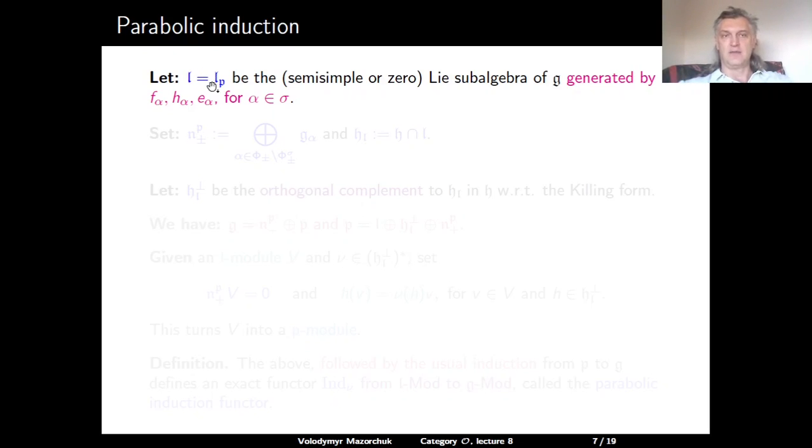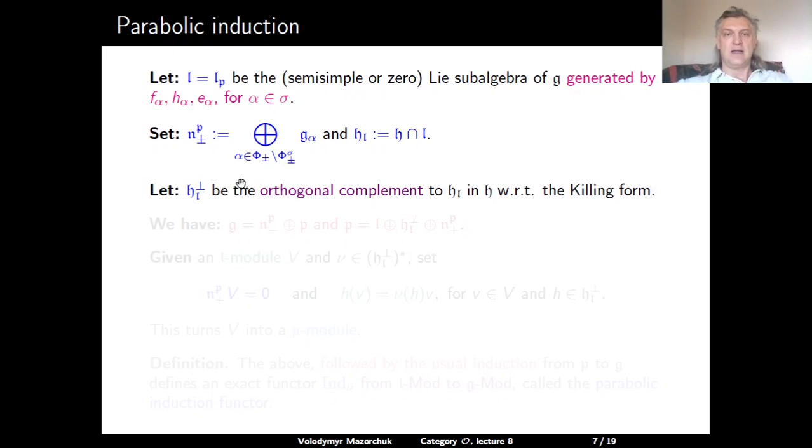Denote by L, or L sub P, the semisimple Lie subalgebra of G generated by all elements F alpha, H alpha, and E alpha, where alpha is an element of our set sigma. Recall that sigma is the set of simple roots which defines our parabolic subalgebra P. Denote by NP plus or minus the direct sum of all G alpha, where alpha is a positive, respectively negative root in phi, but which is outside of the positive or respectively negative roots in phi sigma. Also denote by HL the intersection of the Cartan subalgebra H with this Lie subalgebra L. Finally, denote by HL orthogonal the orthogonal complement to HL in H with respect to the Killing form.